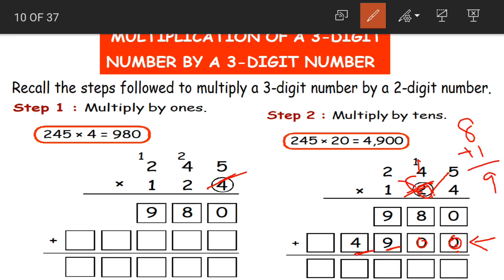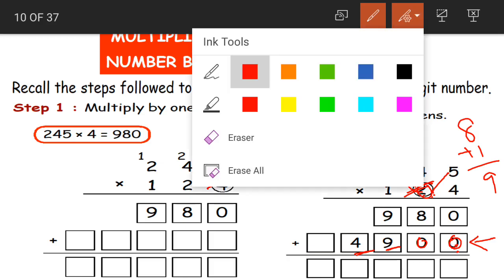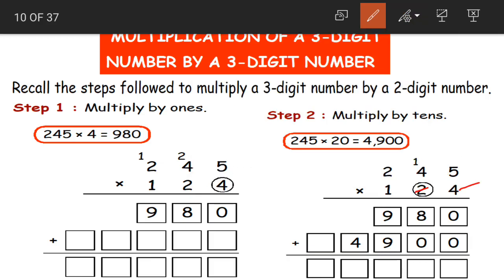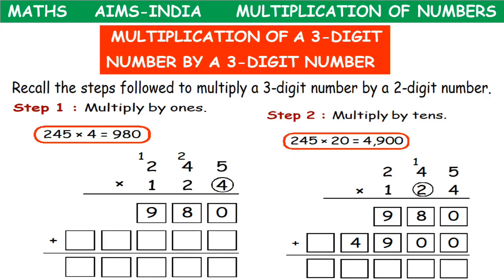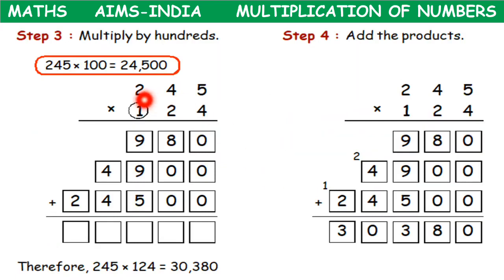Yes children, this is what we did for multiplying a 3-digit number by a 2-digit number. First ones and then tens. But here in the multiplicand we are having the third digit, which is the hundreds place. So we should do the hundreds. We should multiply with the hundreds place digit now.